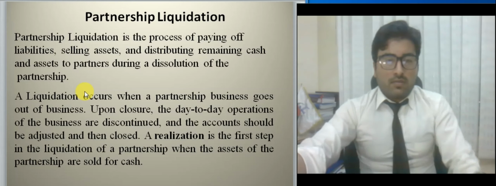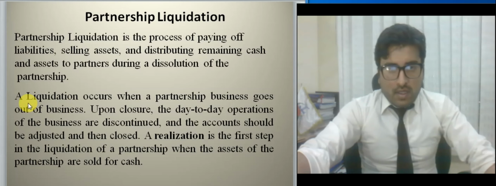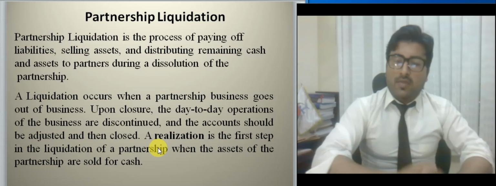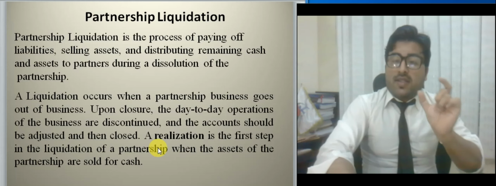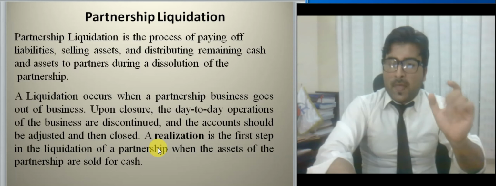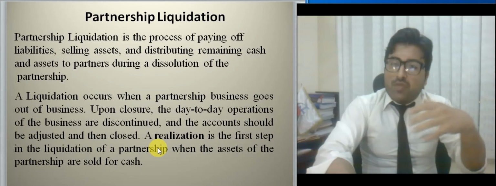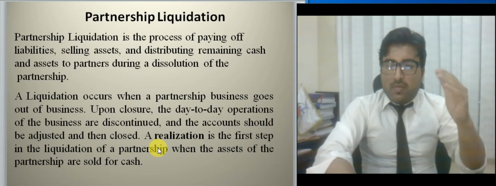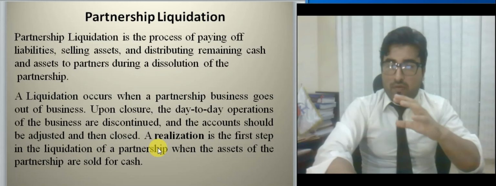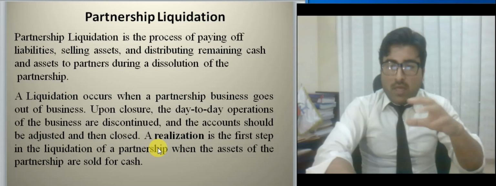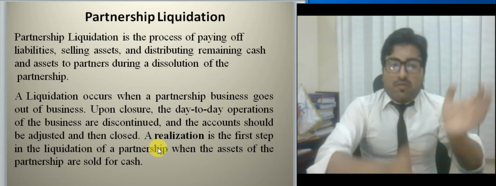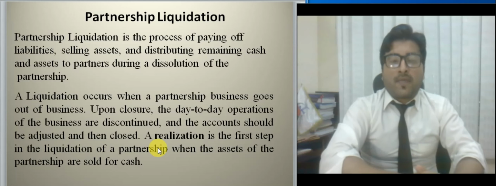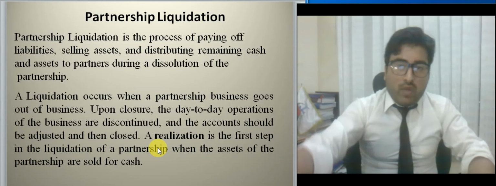A liquidation occurs when a partnership business goes out of business, meaning when partners decide to close it. What is the reason behind it? There can be many reasons partners would like to close their business, maybe because the business has become insolvent, or because of bankruptcy, or many more reasons. When partners decide to dissolve and close the business, they follow this procedure.